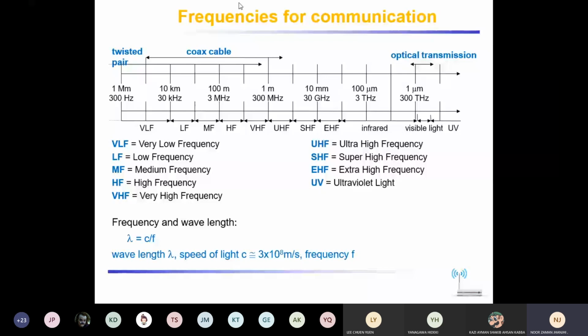Maybe if someone asked you how many types of frequencies there are, you would say, oh, okay, like 2 or 3. No, so many. We cannot even place them all here, but we mention a few of them which are popular and common in use. You can see VLF, very low frequency, medium frequency, high frequency, very high frequency, ultra high frequency, super high frequency, extra high frequency, ultraviolet light.